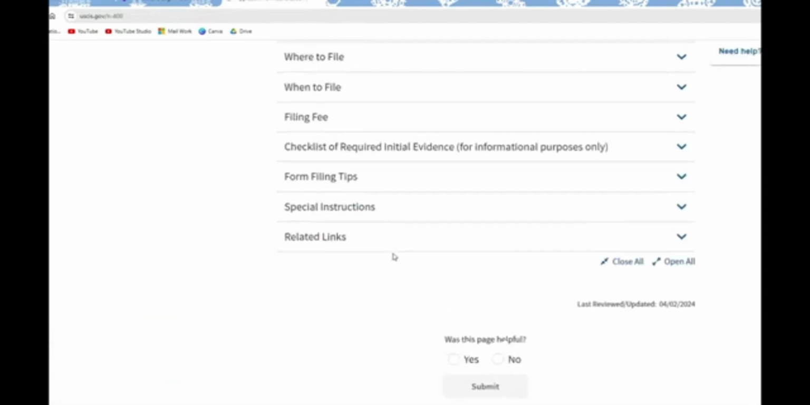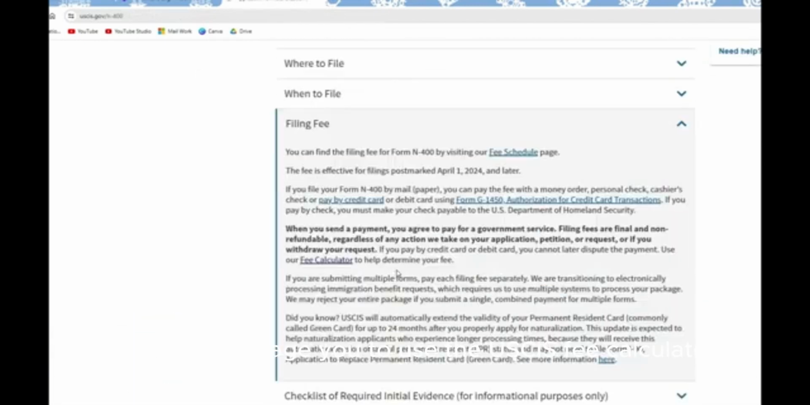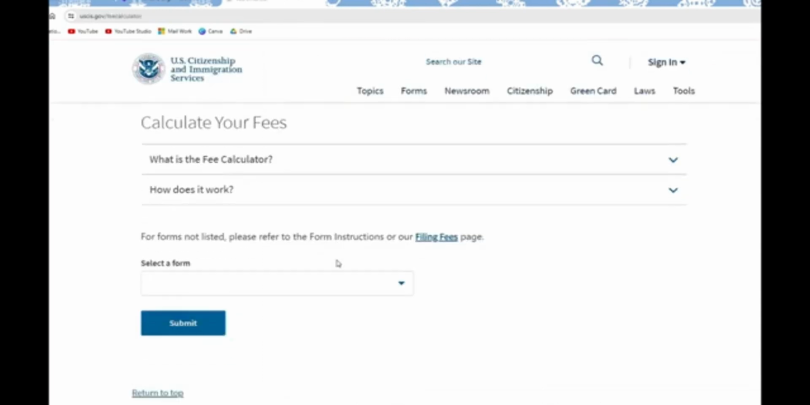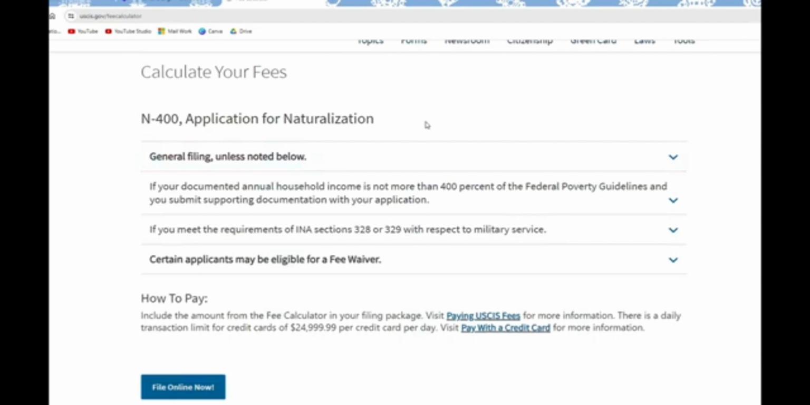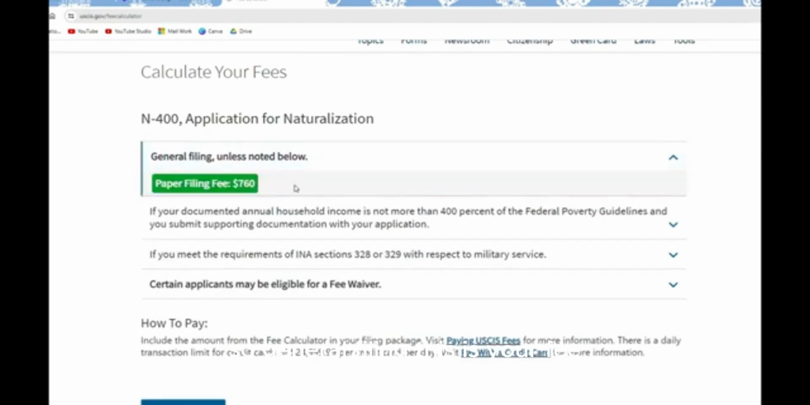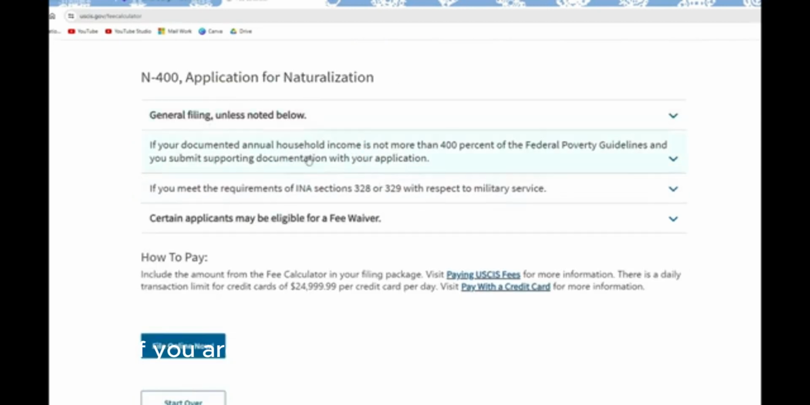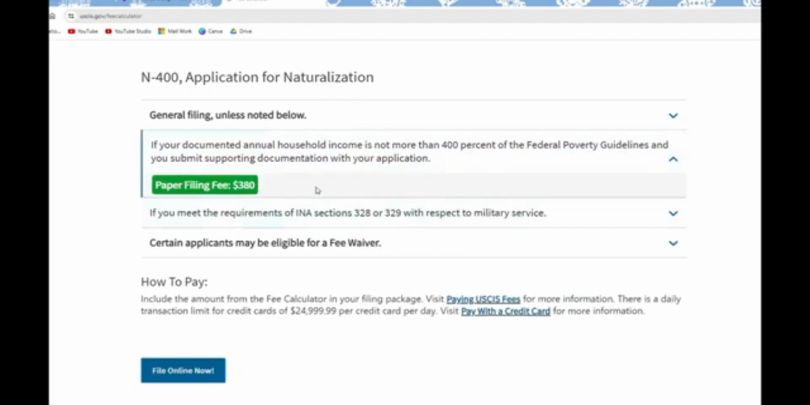If you would like to know what the fee is for this form, I always encourage you to use the USCIS fee calculator. Find the form here, what kind of applicant you are. So general filing, this is your fee. And there is a $50 discount for those of you who are filing online. If you are applying for a fee reduction right here, this would be your fee.